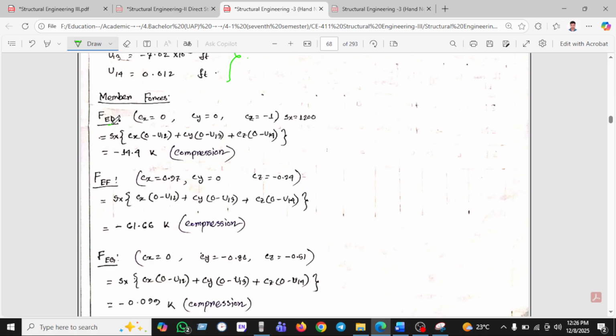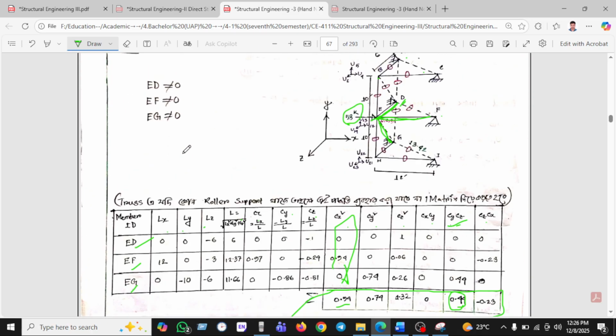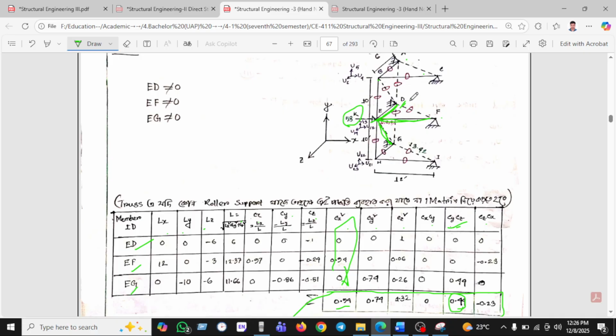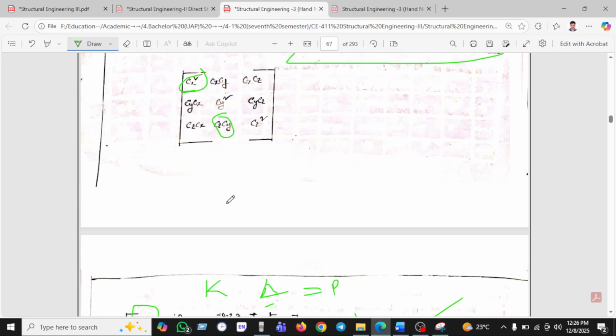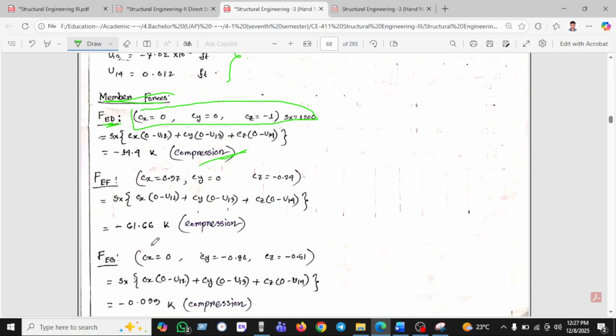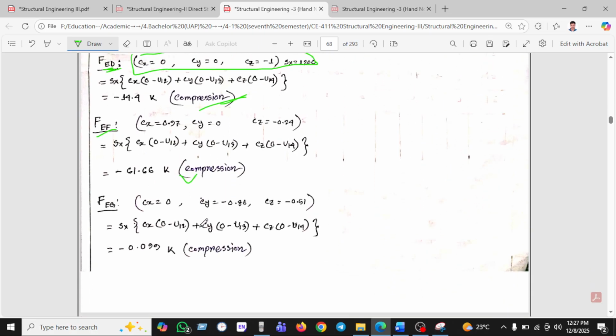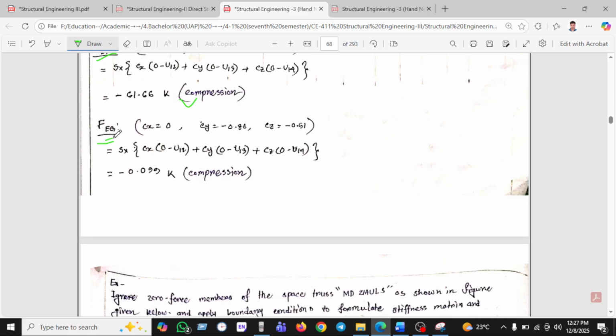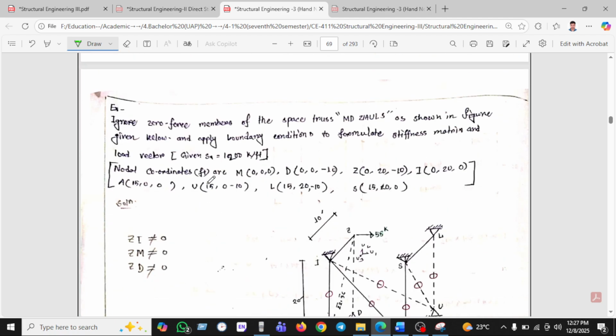Okay. So now we'll calculate the member forces. How will we calculate the member forces? At first we will calculate the member ED. This is E, this is D, this is the ED member. Now we take all the information here and put in the values, and the value coming is compression. Another is EF, also compression, 61.66, and EG, also 0.009, is also compression.